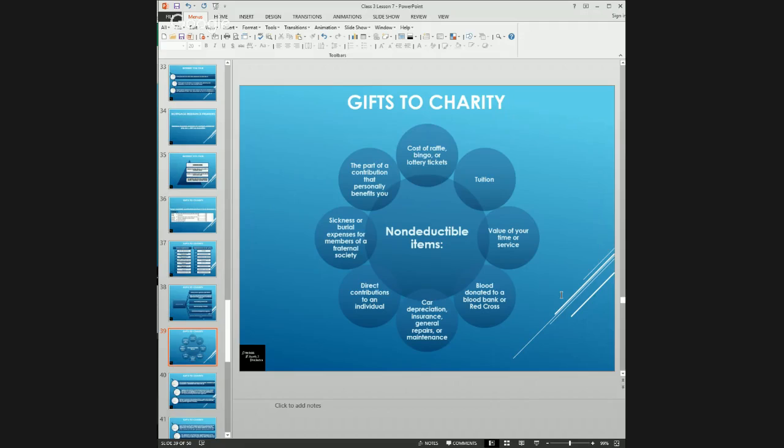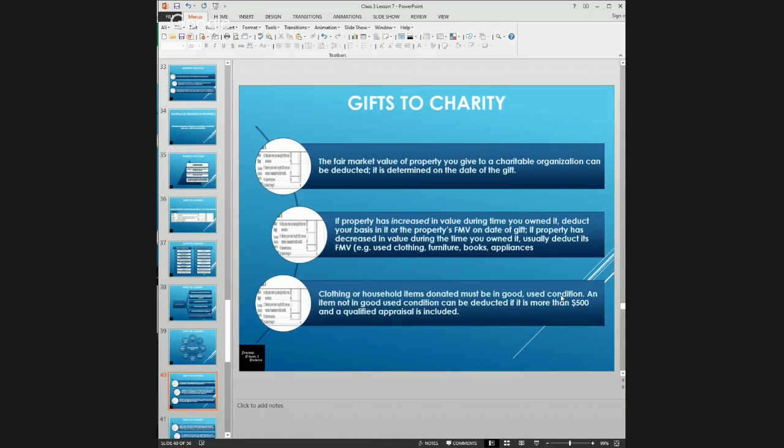Direct contributions to an individual, any sickness or burial expenses for members of a fraternal society, even if you paid them, that is not a deductible charitable expense. The part of the contribution that personally benefits you, and back to the example where you received a DVD or CD in exchange for your donation. The fair market value of property that you give to a charitable organization can be deducted, and it's determined on the date of the gift.